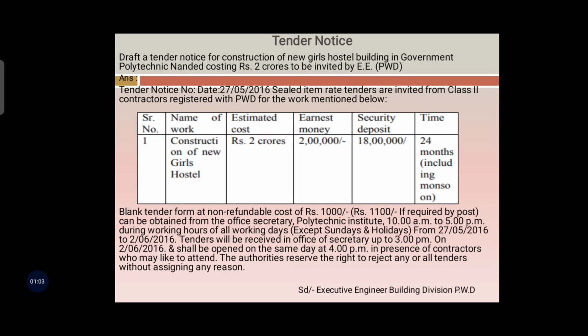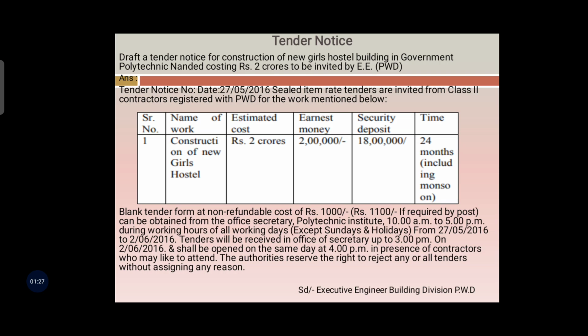Okay, so how do we write the tender notice? What is the first point you have to see? The first one is the name of the authority inviting the tender notice. Okay, so here in table format we can write the estimated cost, earnest money, security deposit and time.